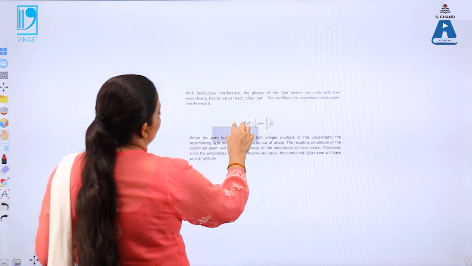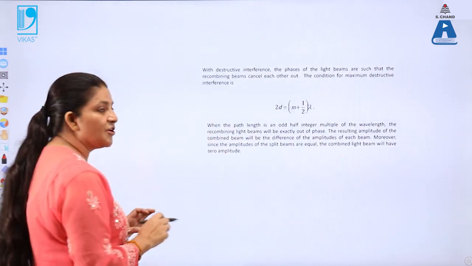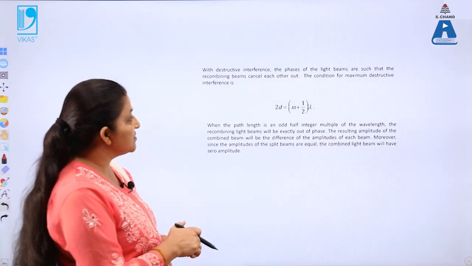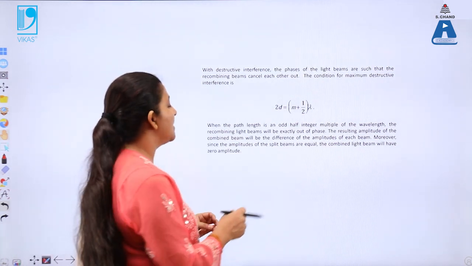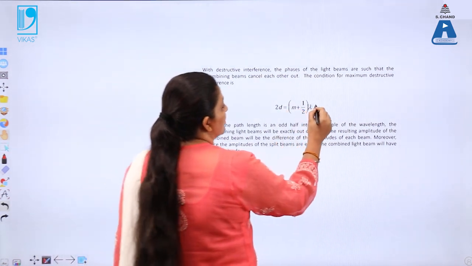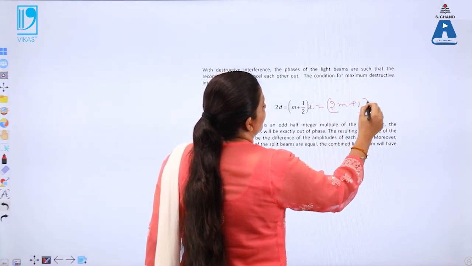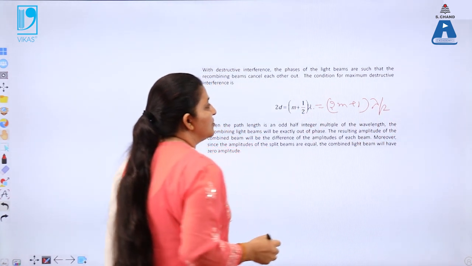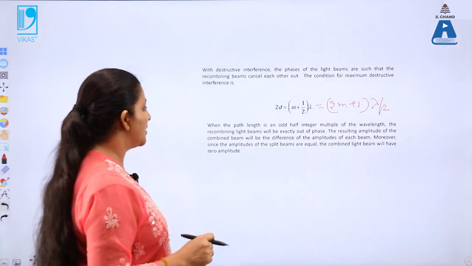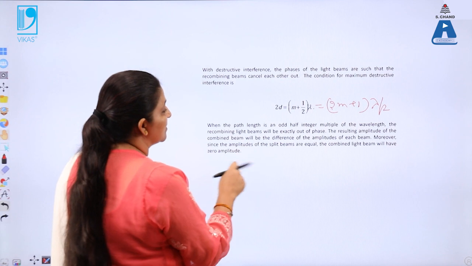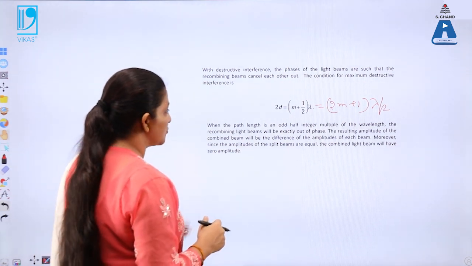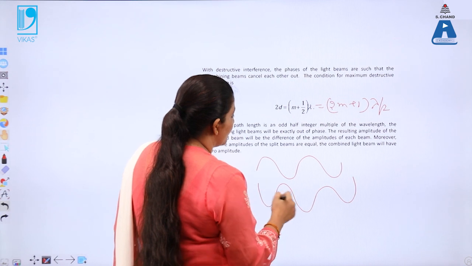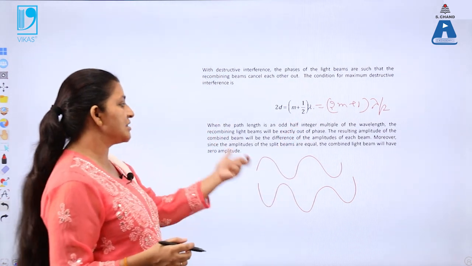Now for destructive interference, the condition of minima applies. For destructive interference, the path difference between the two rays equals an odd multiple of lambda by 2, which you can write as (2m plus 1) lambda by 2. That is the condition for destructive interference. At this point the dark rings will be formed, because the two waves combine with each other with a path difference and also a phase difference.